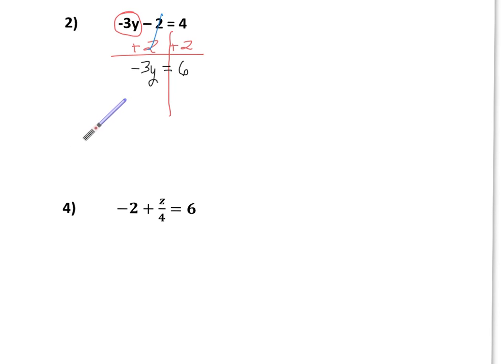Now we have this one-step equation. We want to get y by itself, so we want to undo the multiplication here by dividing by the very same sign and same number. So we're going to divide both sides by negative 3. The negative 3's cancel, and we get y equals a negative 2. Then we're going to check.